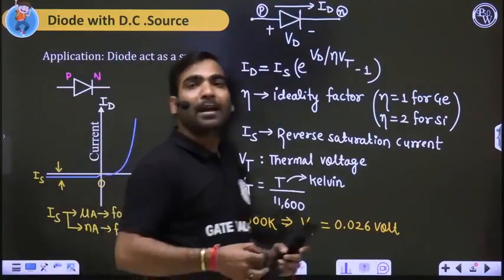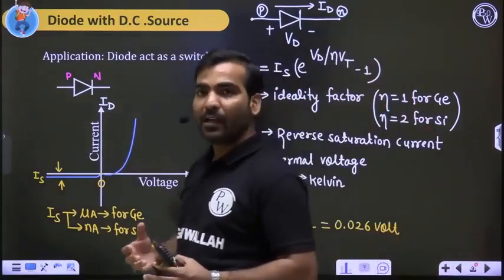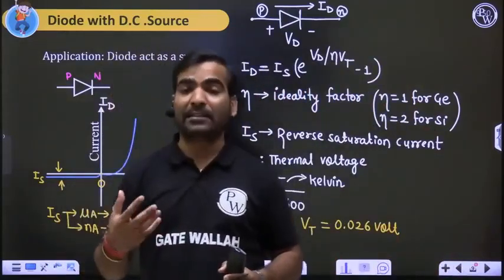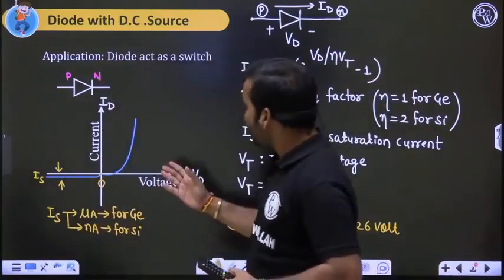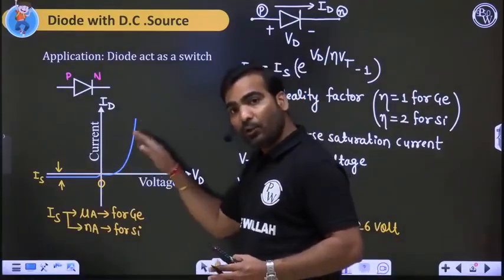Now the point is that it has non-linear characteristics. We will do some approximations, and these approximations are done by circuit engineers, or we can say scientists. How can we convert this non-linear behavior in the first quadrant of the diode into linear behavior?